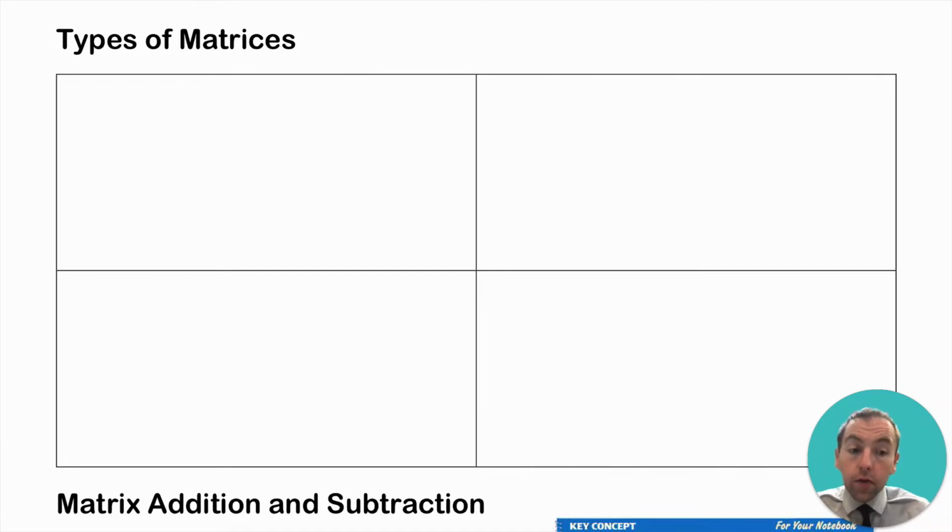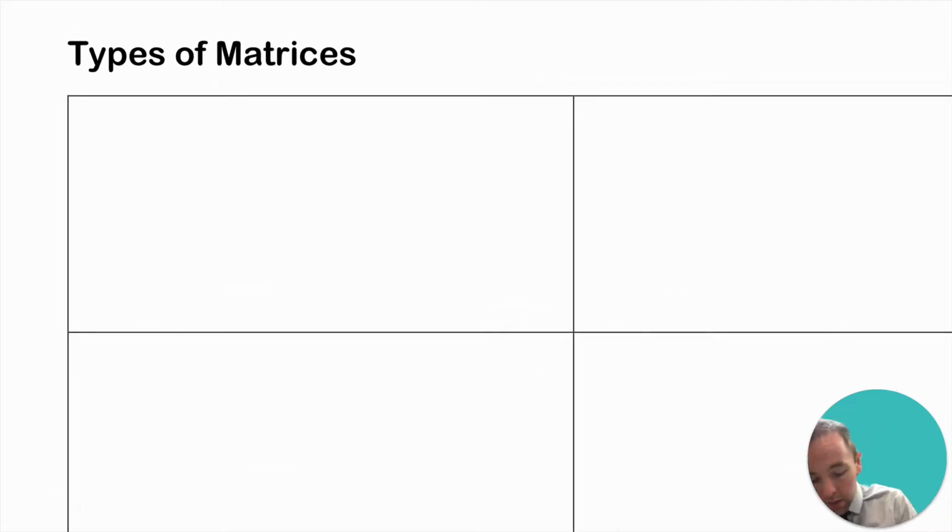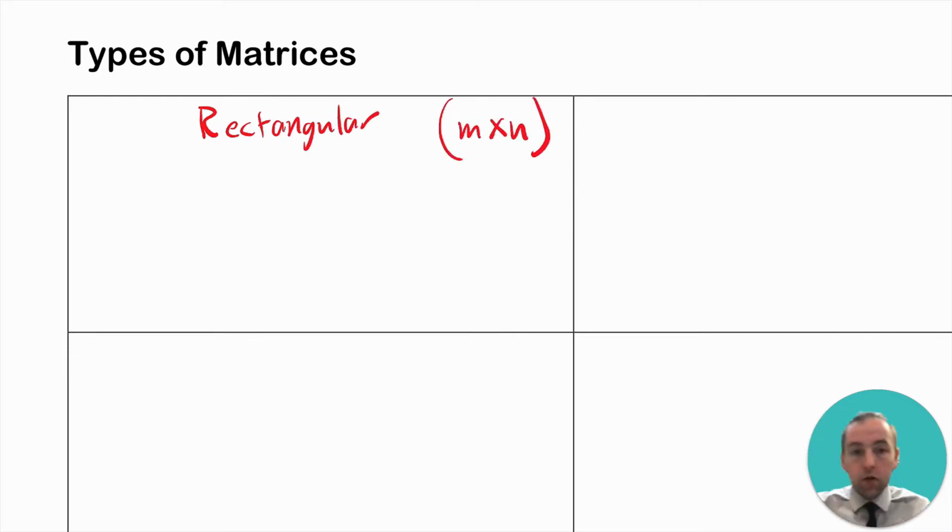There are numerous different types or classifications of matrices that exist. I just want to highlight some of the main ones that we should be aware of as we're getting our feet wet with matrices. One type is a matrix that is rectangular in nature. Basically, the dimensions of the matrix should be some number m by some number n, right? So m and n could be different numbers.